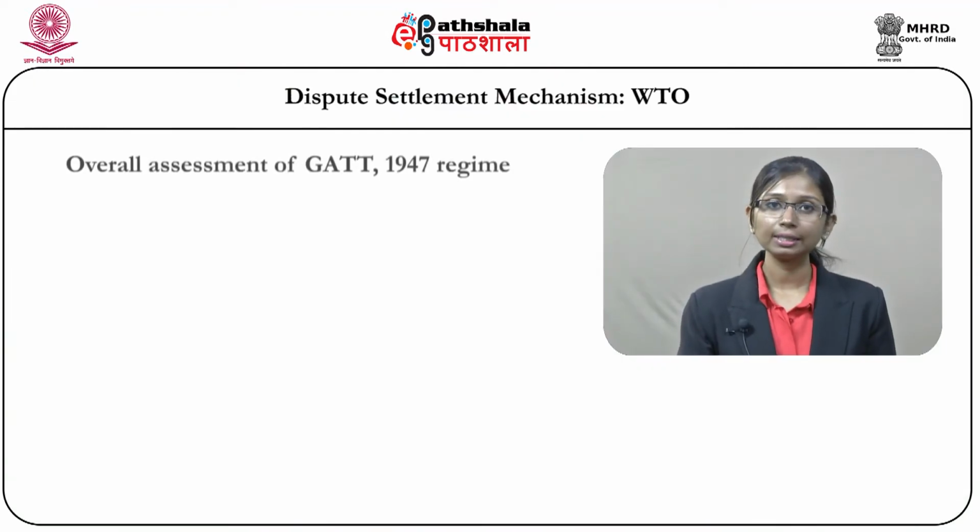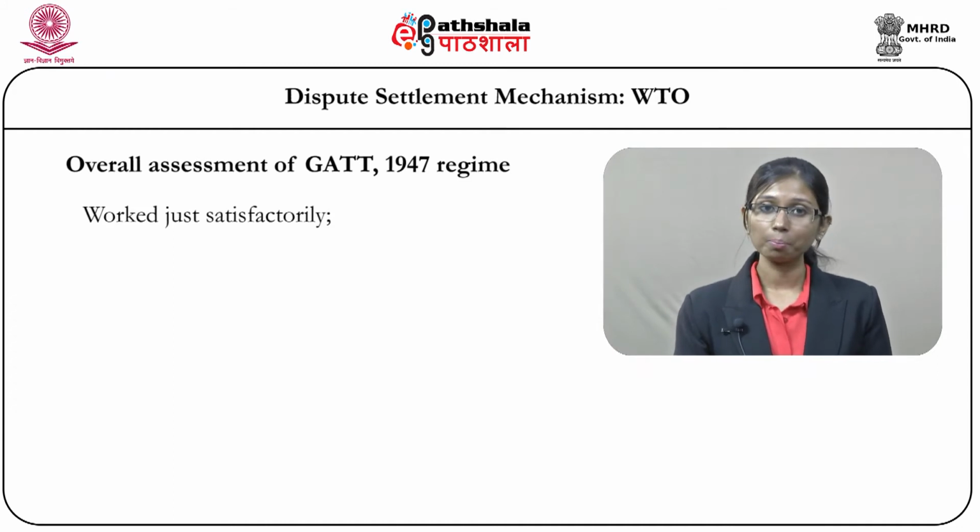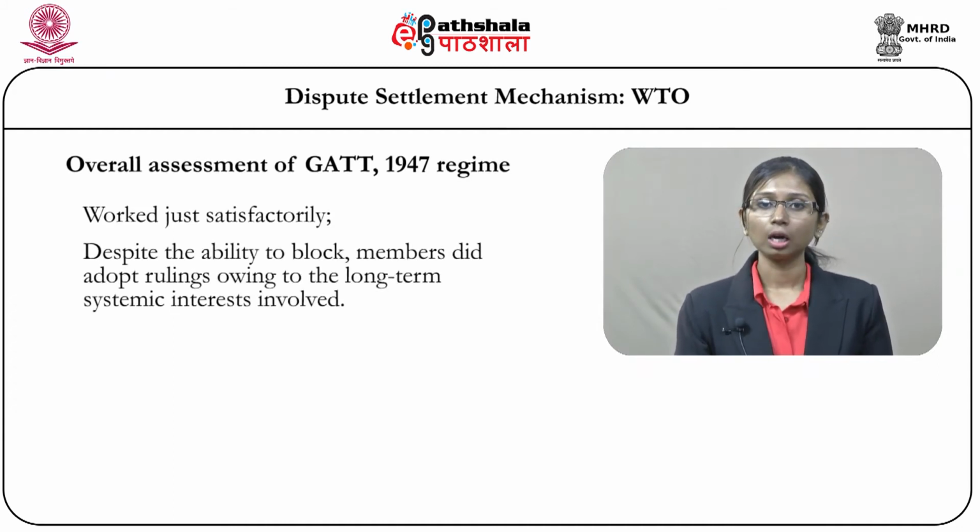Such a method of both legislating and adjudicating upon the validity of a conduct of other members' measure went unchecked in the old GATT era, a problem which persisted till the adoption of the new system in 1994. However, despite the lack of enforcement and the problems in adjudication, one would be surprised to note that the GATT system worked just satisfactorily, even though members had the ability to block the establishment of panel or the final reports.